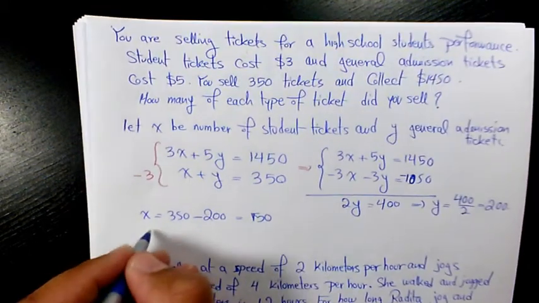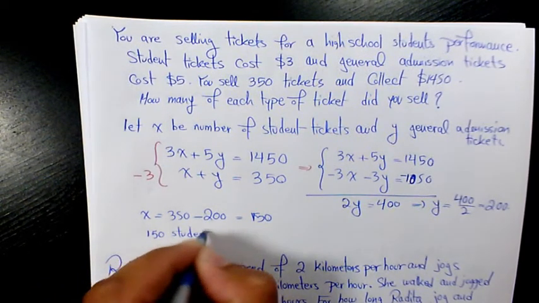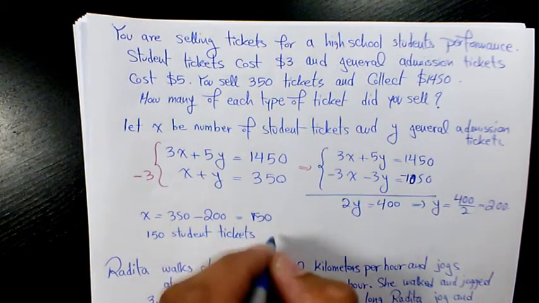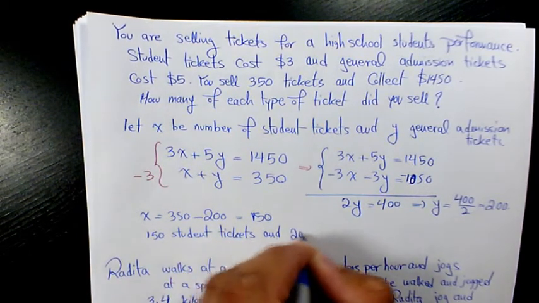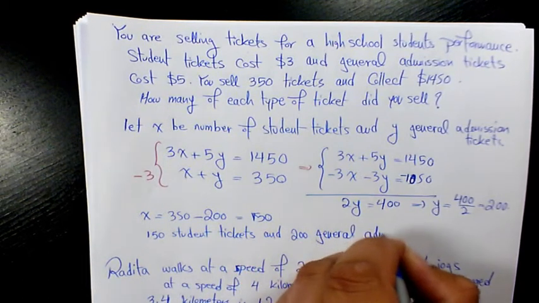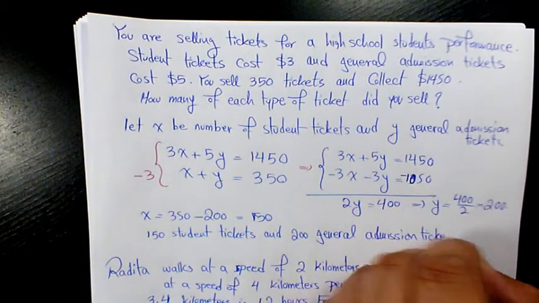So we're going to say 150 student tickets and 200 general admission tickets sold.